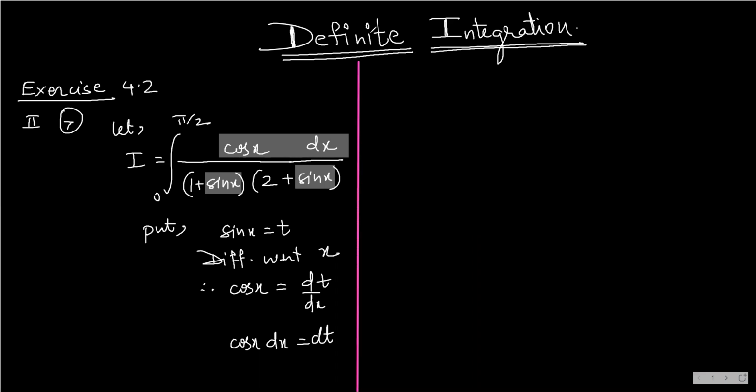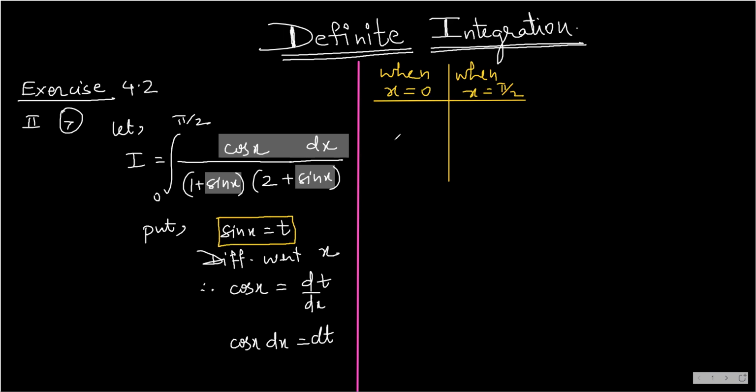Okay, what more will we do? We have to change the limits before we go ahead, because this interval, 0 to pi by 2, is for x. We are substituting sin x as t, so the new integral will be in t. We have to write the new interval, so we find out what happens to t when x is 0 and when x is pi by 2.